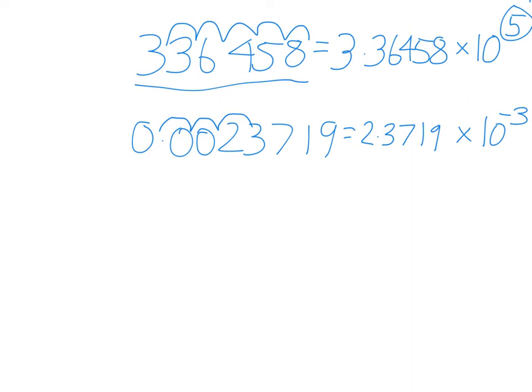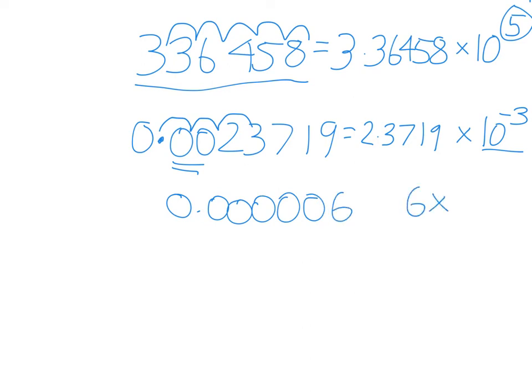A way you can think of doing small numbers is the number of zeros after the decimal point here, add 1 to that, and that gives you the negative power. So if I have 0.000006 or whatever, then it's going to be 6, and because there are 5 zeros after the decimal point, it's going to be 10 to the power of 5 and negative, but I need to add 1, so it becomes 10 to the power of negative 6, like that.